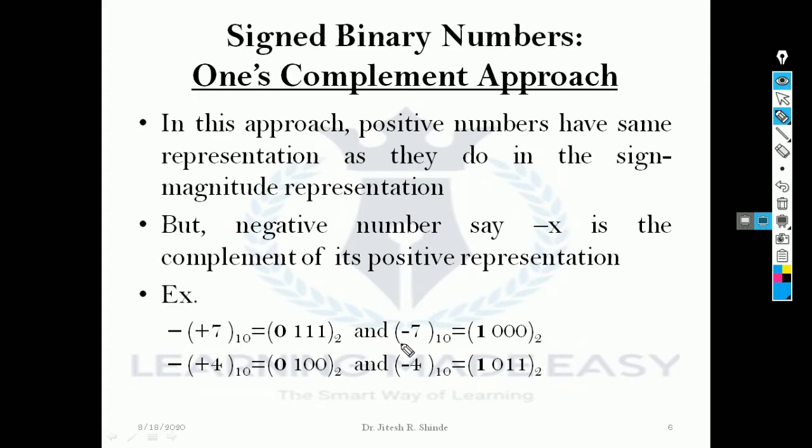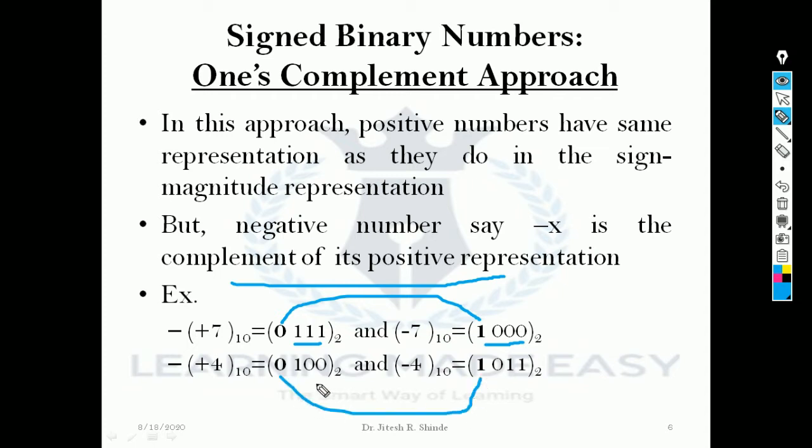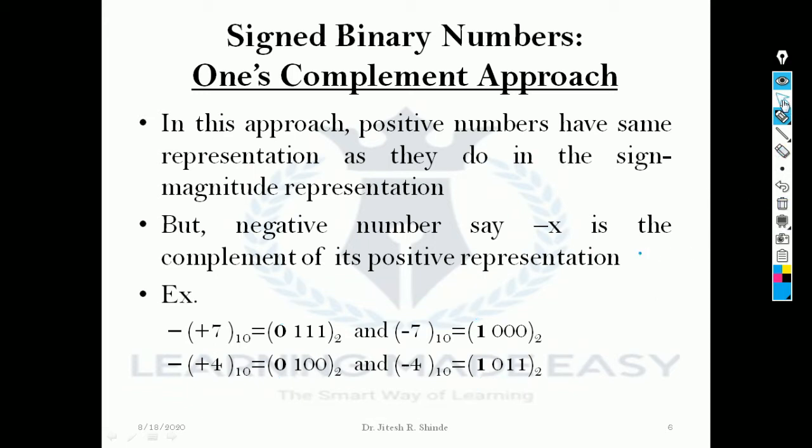Let's see the example. Minus 7: invert each bit. What is written is the complement of its positive representation, so plus 7. Let's invert each bit. 0 inverts to 1, 1 inverts to 0; all 3 bits are inverted, so we get 0, 0, and the MSB 0 inverted gives 1. So we get 1, 0, 0, 0. Let's see further.